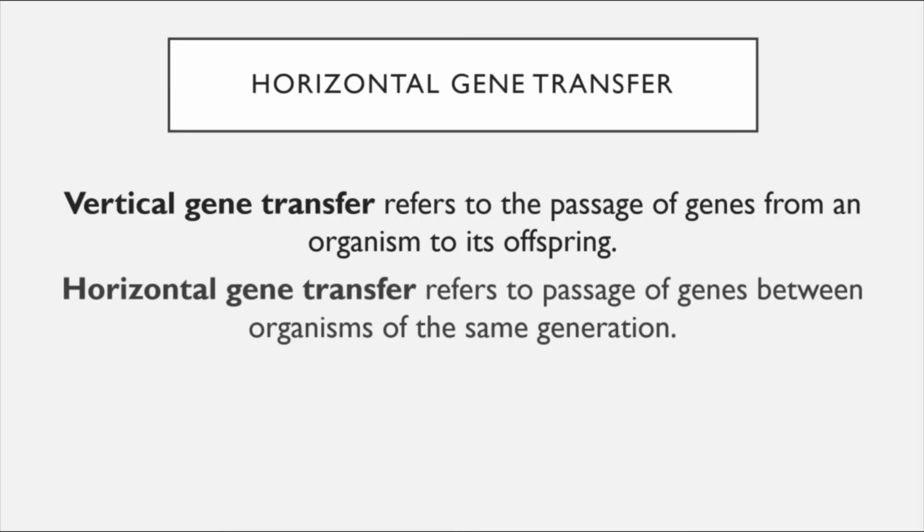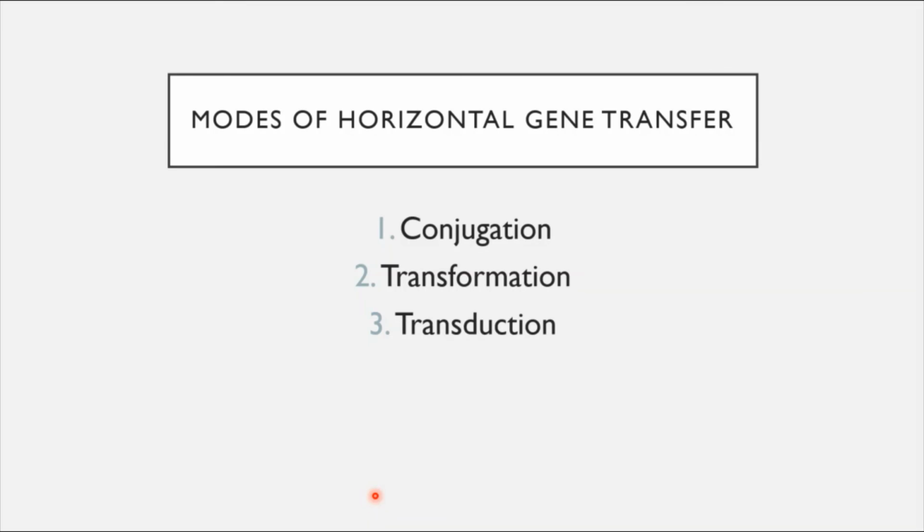Horizontal gene transfer, on the other hand, refers to the passage of genes between organisms of the same generation. Humans cannot do this. Animals can't do this at all. Prokaryotes are pretty much the only organisms that do this. And there are 3 different methods by which they can transfer their genes horizontally. One is conjugation, another is transformation, and the third is transduction.